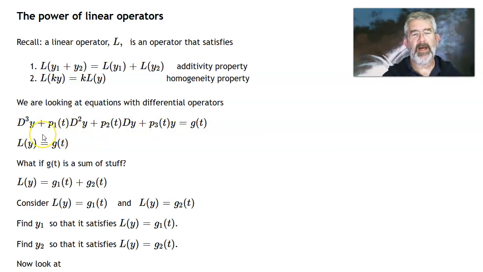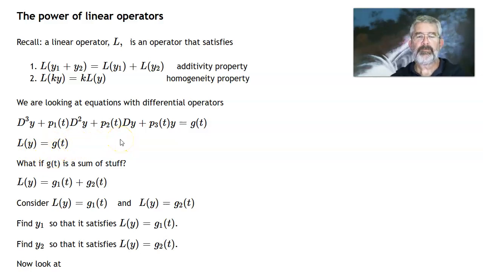But the left-hand side is a linear operator. The thing is multiplying by p3, right? If this y was a y1 plus y2, well, when you multiply by p3, the distributive property says, sure, multiply y1 by p3 and multiply y2 by p3. So that distributes. Likewise here, the derivative distributes over addition, and multiplying by p2 distributes over addition, and likewise the second derivative and the third derivative. This whole thing here is a big old linear operator, and so I just call it L of y.